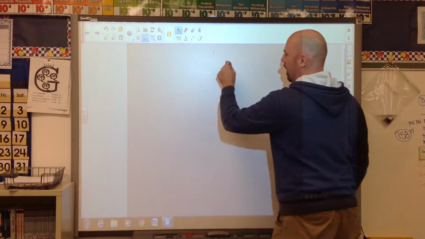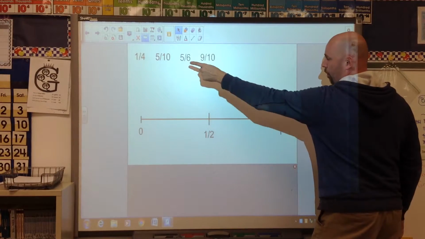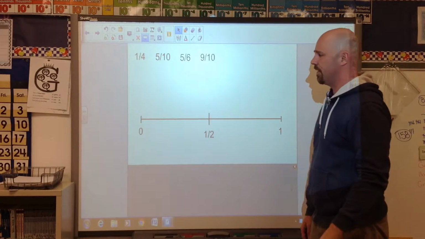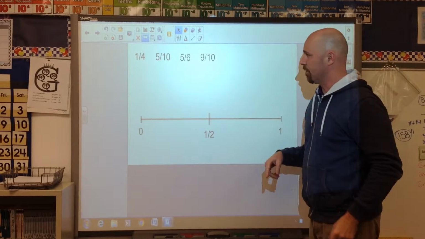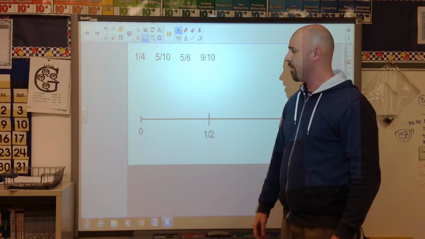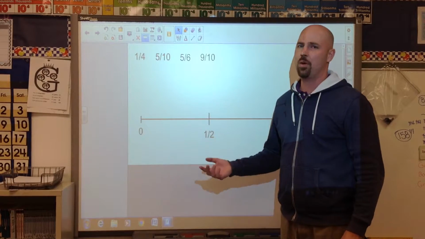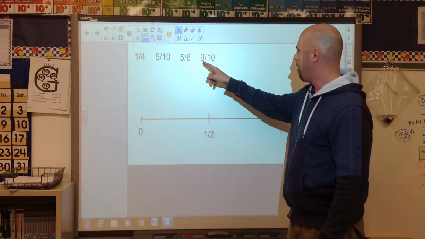So, here's my number line. We'll start off with 1/4, 5/10, 5/6, and 9/10. And I'm going to talk out loud and walk you through how my brain is looking at this. So the first thing I always look for is anything that is equal to 1/2. I look for that equivalent fraction. And I go, bam, right there.